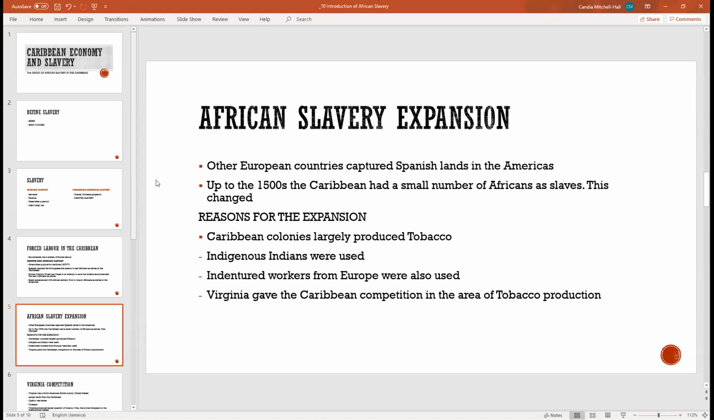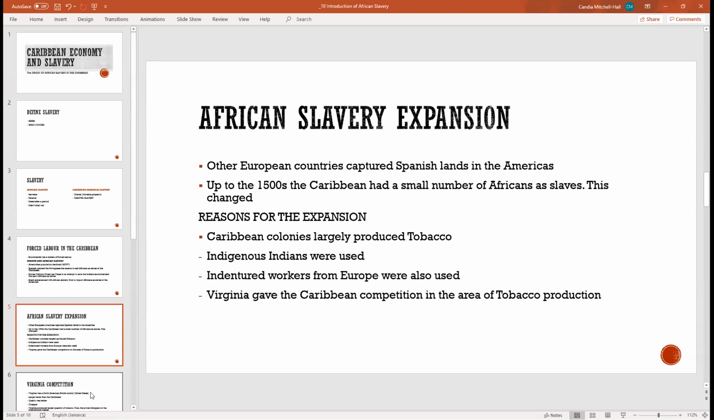And so what we are seeing here is that after a period of time, other European countries came and they captured. Name the other European countries that came and took over places in the Americas. France and also Britain. Very well. Thank you very much.